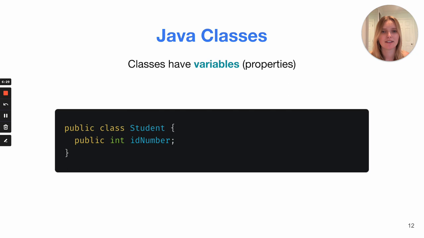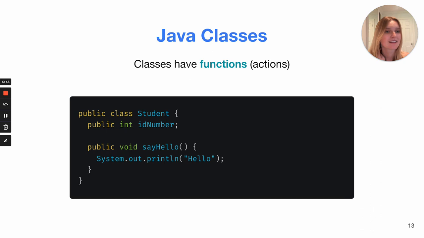Java also has variables inside classes, and these variables can be properties of that class. So for a student class, we have a variable that's an integer that is an ID number. Classes also have functions, which are actions for the class. And here's one function, a void method to say hello. So it will print hello.